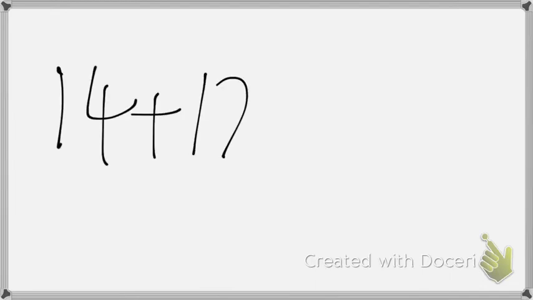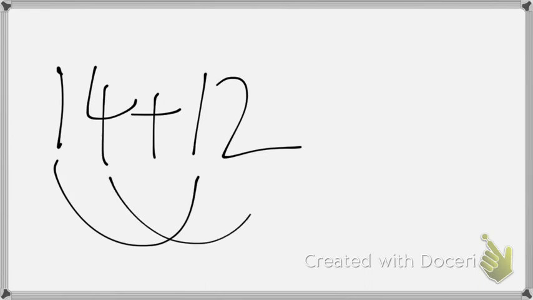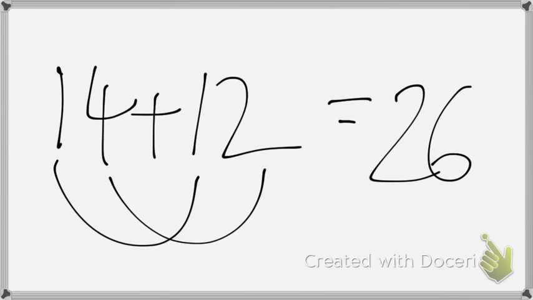Yep. Anything else? If it's a problem like 14 plus 12, do we need to use compensation? No. Why not? Because it's simple to figure out. Yeah, it's simple to figure out. We can just go 10 plus 10 is 20 and 4 plus 2 is 6, so it's going to be 26. So we don't always use compensation. Easy. Exactly, it's easy, William.